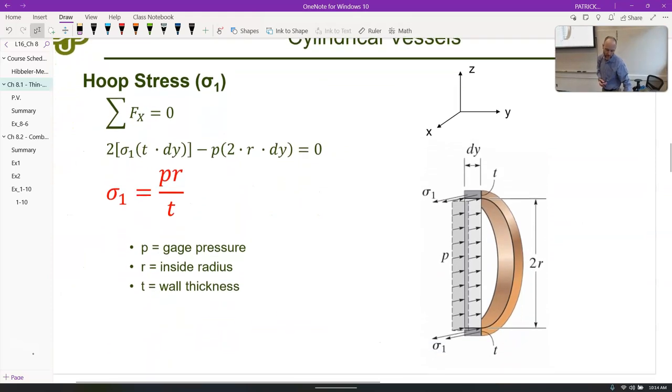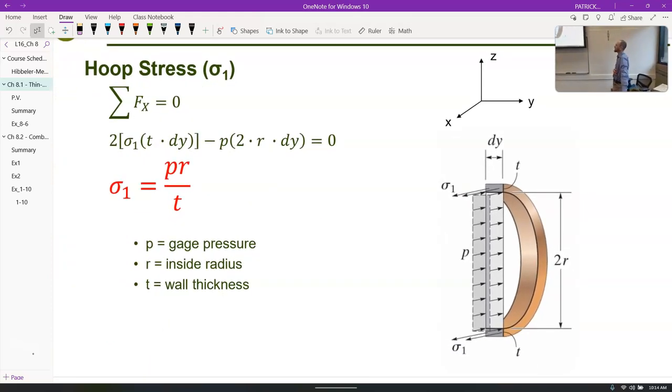So if we look at sigma 1 first, we've got that sliced cross-section and our coordinate system, with this direction right here being our x direction, so we do the sum of forces in x equal to 0. We have the pressure acting in the x direction, times its thickness, L, and it acts over the full diameter, so 2 times the radius. And then the normal stress developing in the shell of our element, sigma 1 times its thickness, t, and we've got 2 of them, top and bottom.